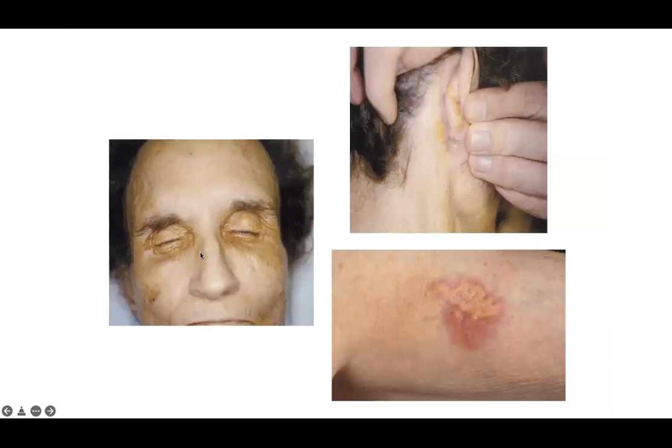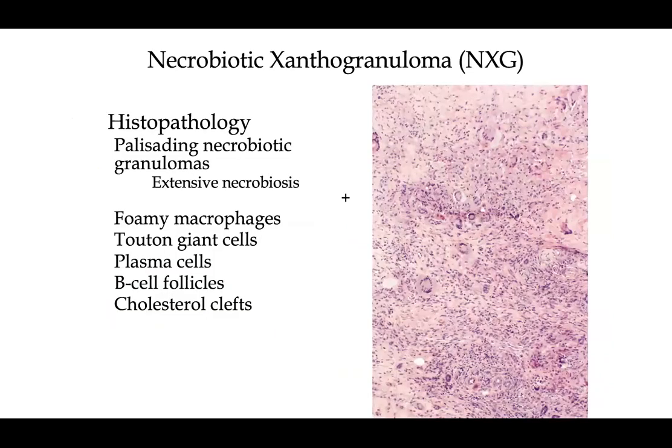Good clinical examples here of NXG in the periorbital regions, some areas behind the ear, as well as just other parts of the body showing you that yellow papular appearance with the surrounding erythema. So what is the histopathology of necrobiotic xanthogranuloma? You're going to want to look for palisading necrobiotic granulomas with extensive necrobiosis. So again, it's in the name. You'll want to identify foamy macrophages, Touton giant cells, plasma cells, maybe even some follicles forming within the tissue, some reactive B-cell lymphoid hyperplasia, and cholesterol clefts.